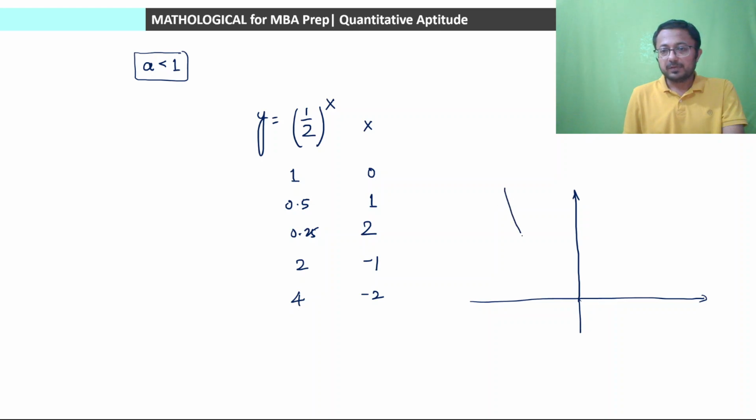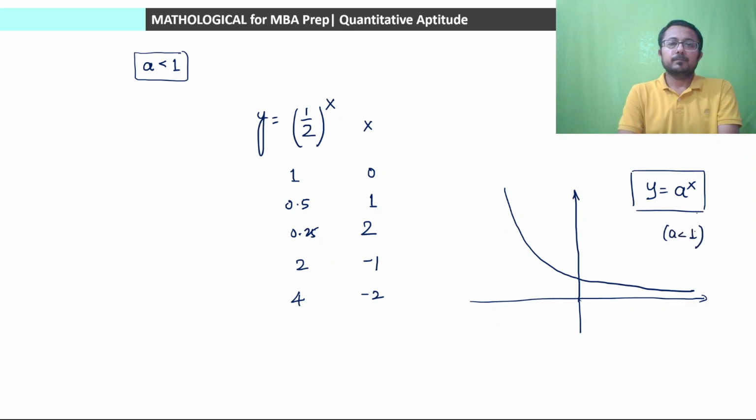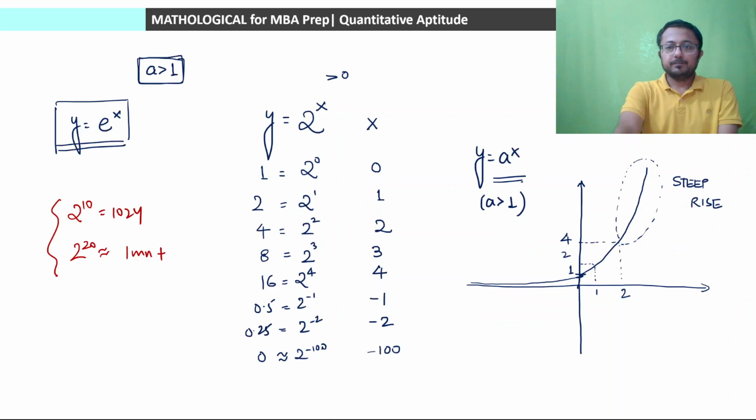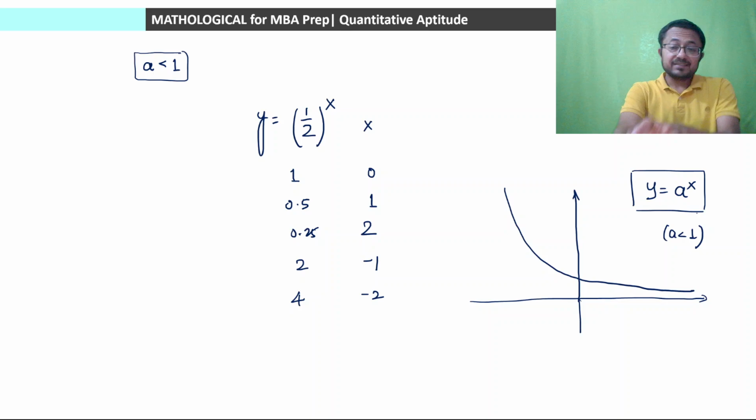So this will be the kind of graph for y is equal to a to the power x when a is less than 1. Okay. So now you can compare both the graphs. In this case, when the x value is negative, the rise of y will be very steep after a while. Isn't it so? Clear?